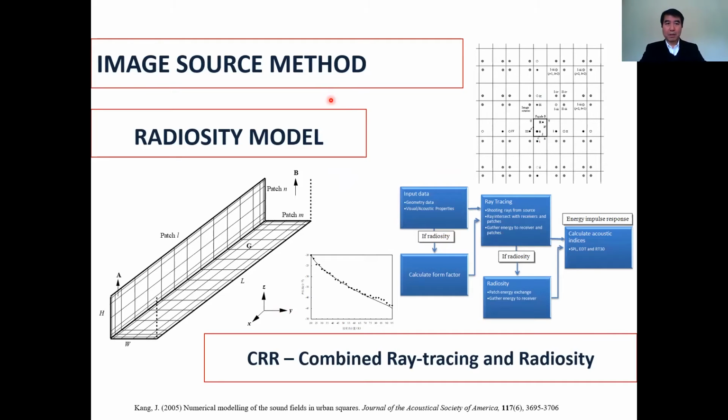To see how much potential we have when we design space, for example, if we have a more enclosed square compared to an open square, what's the difference? If there are high-rise buildings around the square, what's the difference? We need to simulate sound propagation in that urban environment, street or square. So we developed this within quite a long time period. We developed different simulation methods like the image source method and radiosity model, and combined ray tracing and radiosity model to simulate sound propagation in spaces like urban squares.